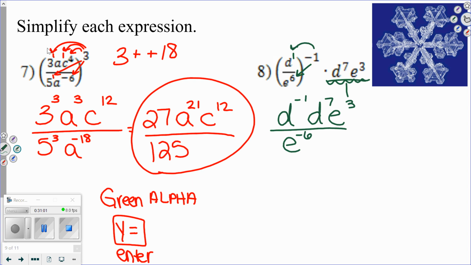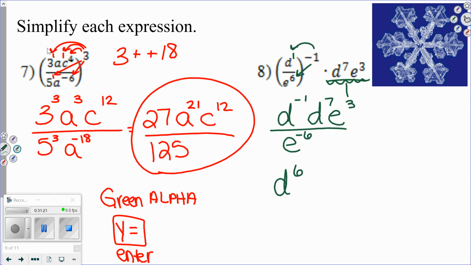So I distributed. I just put the extra stuff on there that I have. Now what? Simplify your like terms. We got some like stuff going on. So the D's, what do I do with their exponents when they're on top being multiplied? You add them. So negative 1 plus 7. So I have D to the 6th.